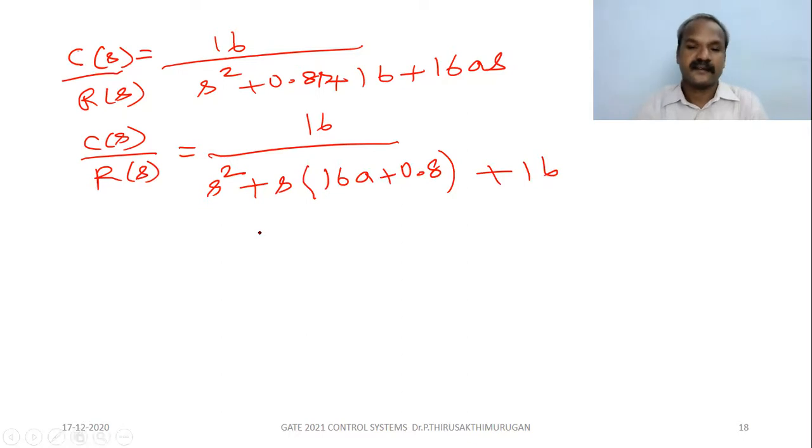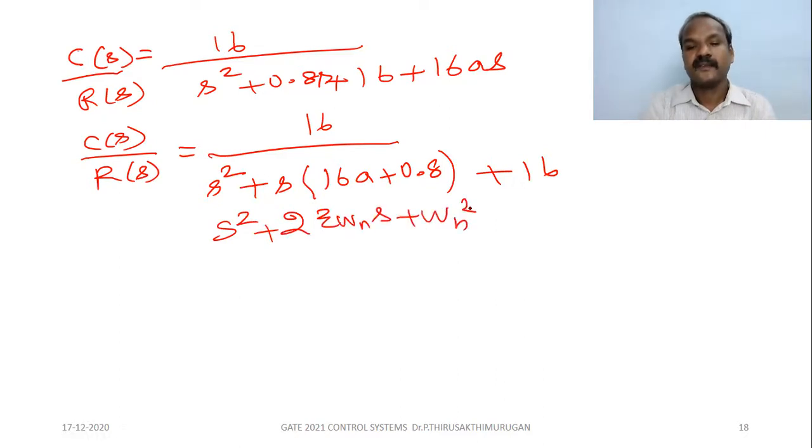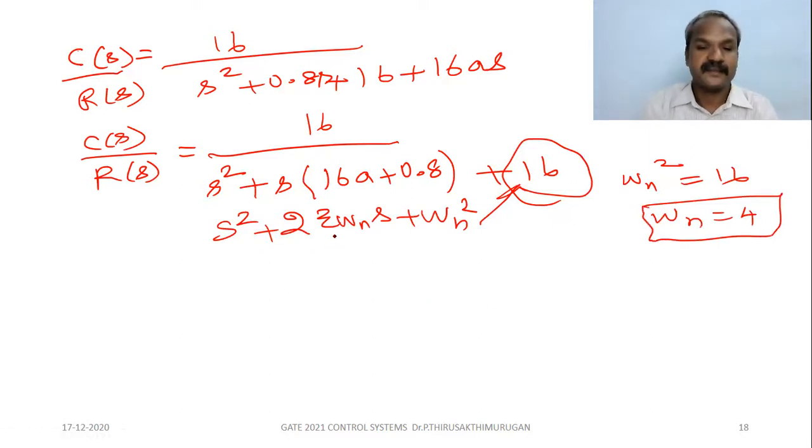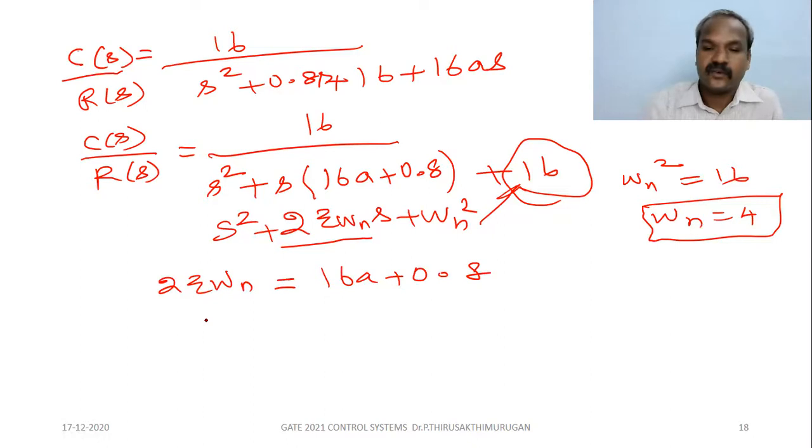So this is the standard form. Compare it with S square plus 2 zeta omega n S plus omega n square. We always compare the constant term first. So omega n square equal to 16, so omega n equal to 4. Next, compare the 2 zeta omega n term. So 2 zeta omega n equal to 16a plus 0.8.